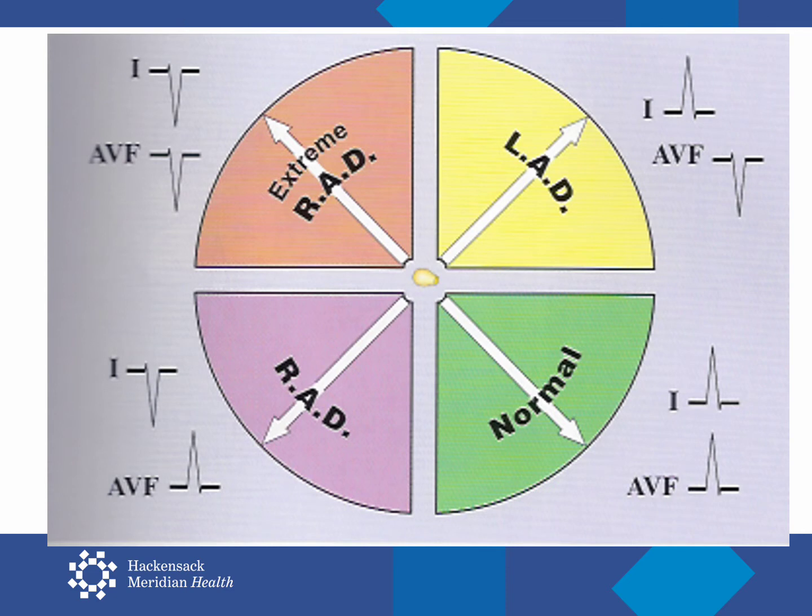Look again at the famous Dubin diagram. In the pink quadrant, we see a positive deflection inferiorly. However, the usually positive deflection to the left in 1 is now negative. This could be seen in lead reversal.